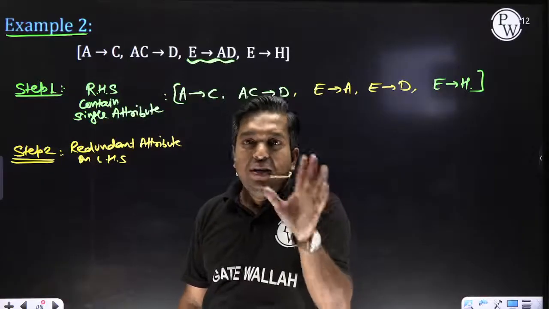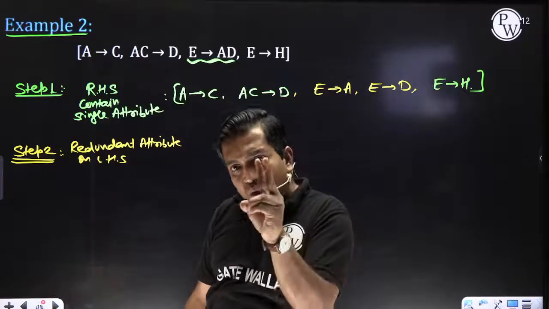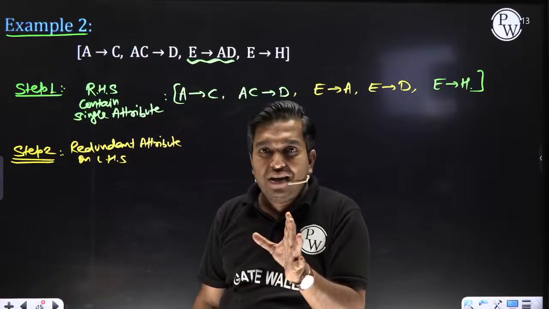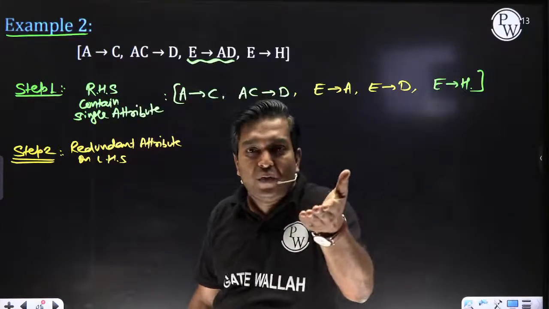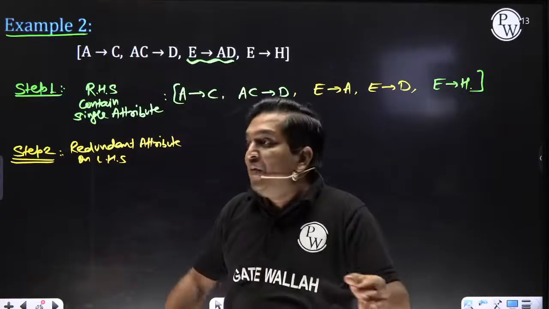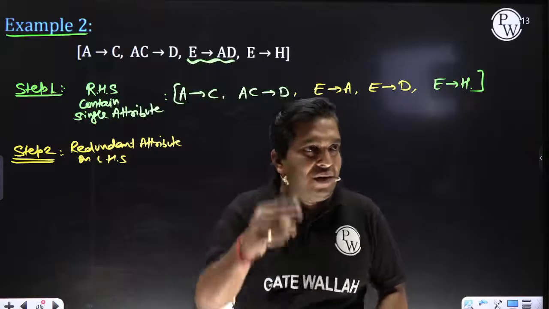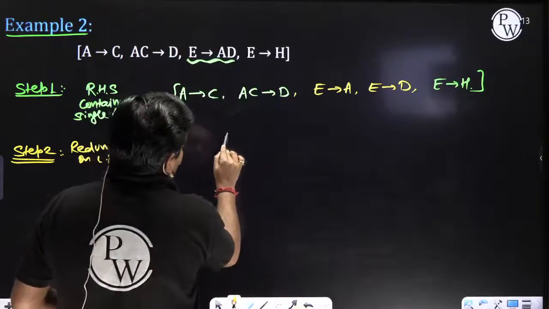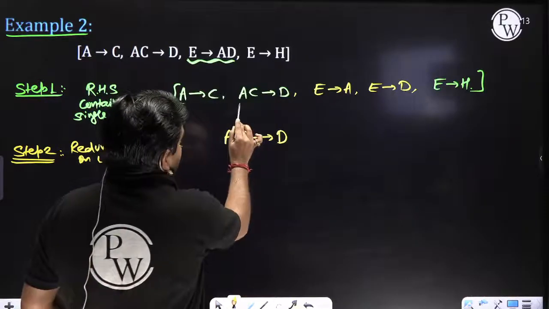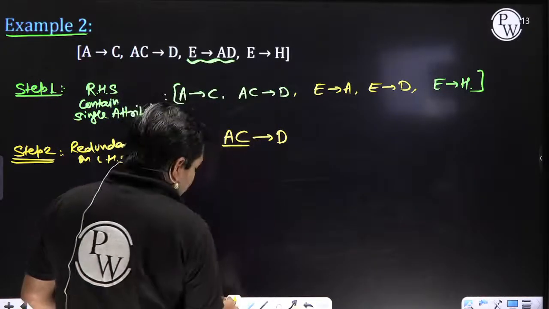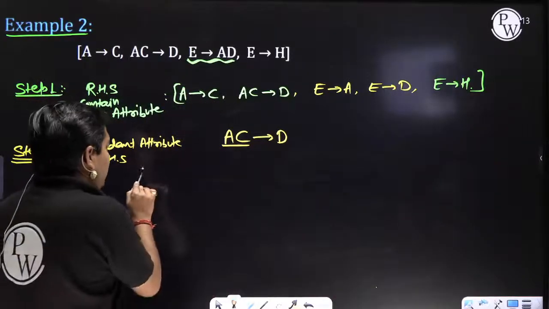Listen, think about it. When it is extra, if we have 2 or more than 2, then it is extra. If a single attribute determines anything, then it is not an extra attribute. When there is an extra person, if we have more than one person, yes, very good. So here you can see in AC to D, either A can be extra or C can be extra.